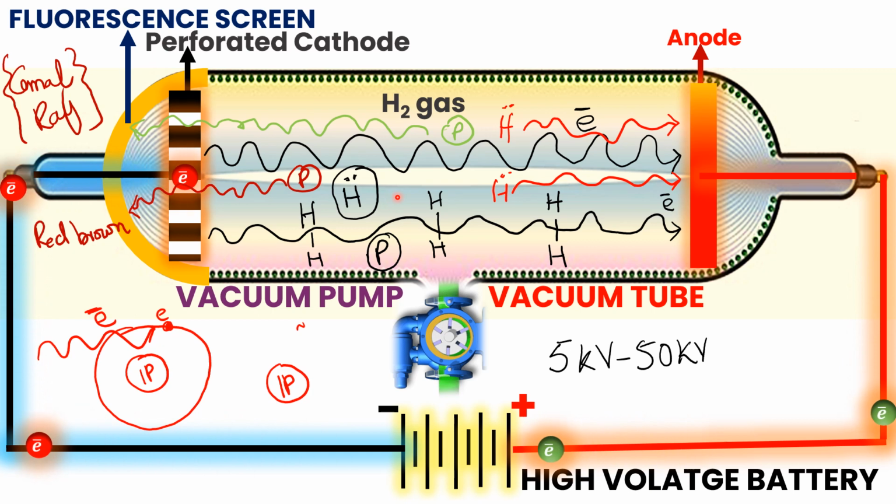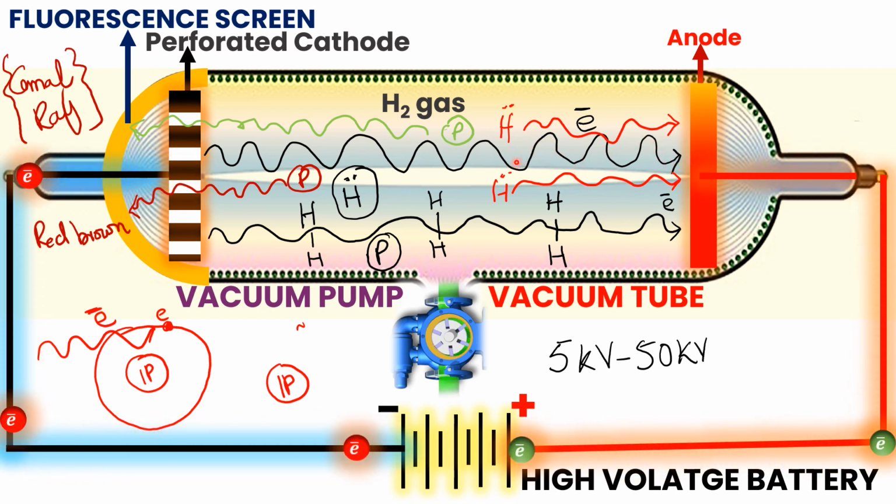So let us summarize Goldstein's discovery of the proton. Dear student, Goldstein performed the cathode ray tube experiment. In the cathode ray tube, Goldstein used a perforated cathode as well as a solid anode. The tube was filled with hydrogen gas. When Goldstein applied a high potential of around 5 kV to 50 kV, he noticed that cathode rays were produced from the perforated cathode and traveled toward the anode.